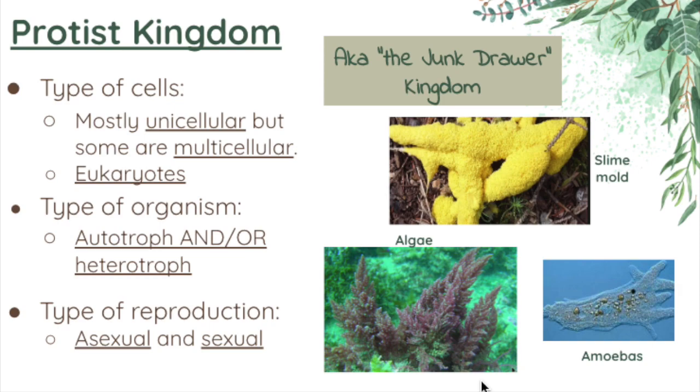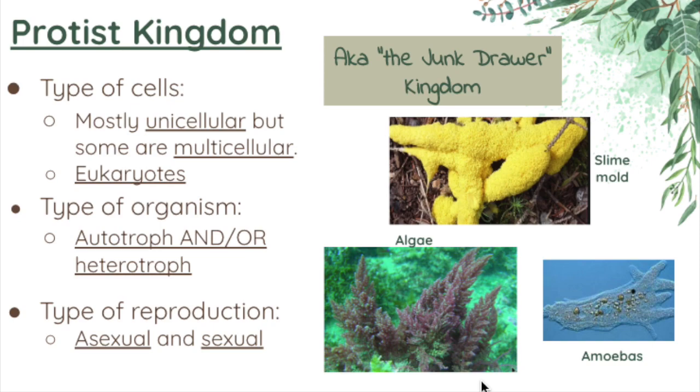This kingdom is kind of weird, and sometimes we call this the junk drawer kingdom. So if something isn't quite fitting in the fungus kingdom, and it's not quite fitting in the plant kingdom, and it doesn't quite fit with the animal kingdom, but it's a eukaryote, a lot of times we just throw it in this kingdom. So for example, slime mold, algae, and amoebas all have kind of plant, fungus, and animal characteristics, but they don't fit perfectly in those kingdoms. So we'll put them in the protist kingdom.